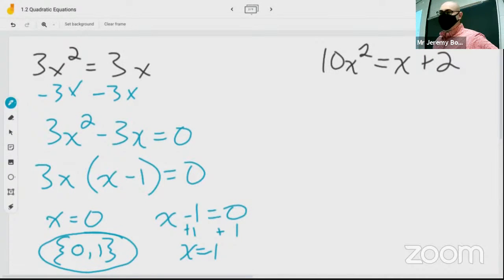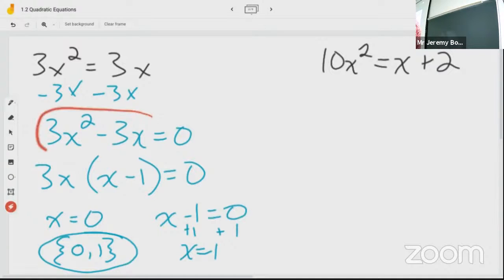Is there always going to be a 0? Not necessarily. The reason that these are 0 is because it's this form right here, where it's x squared and then an x term. If it's that, usually 0 is going to be one of the answers, because if x is 0, then both of these terms are going to be 0, and that's what's making it happen.